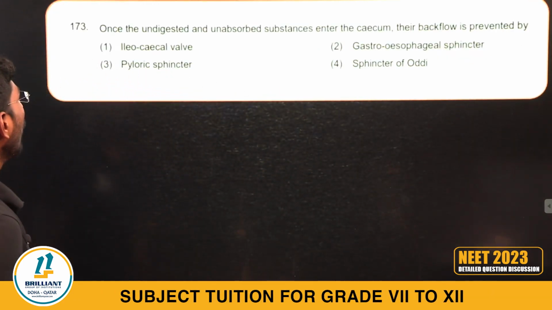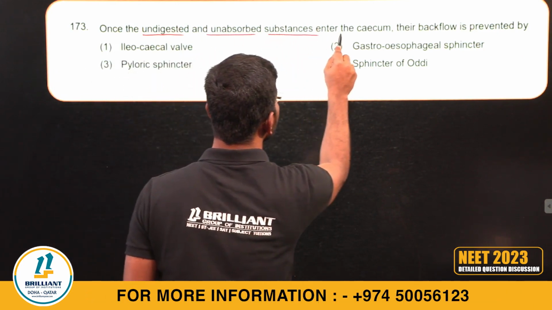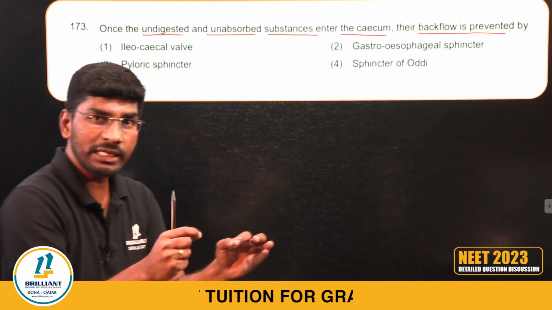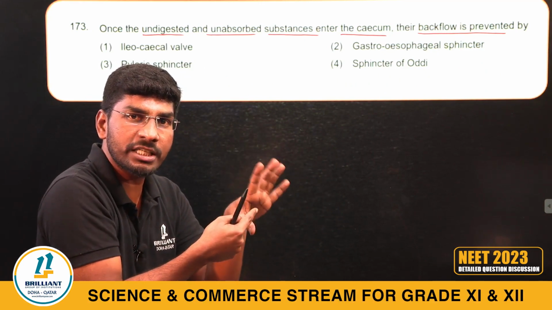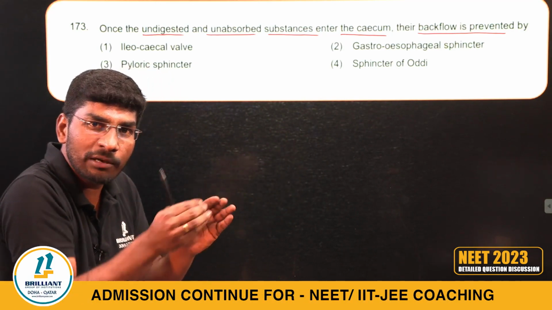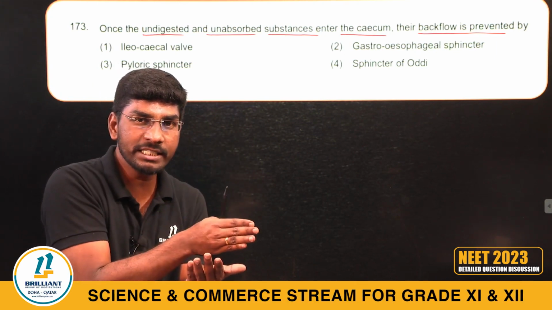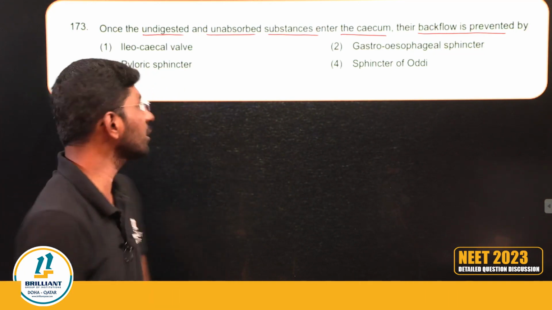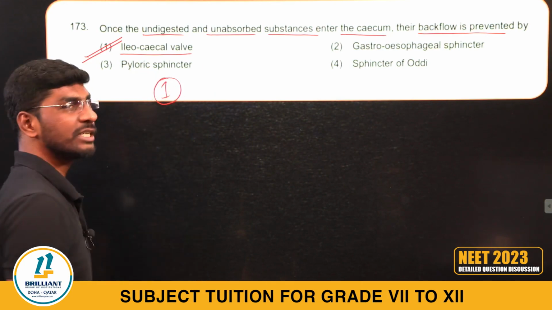173. Once the undigested and unabsorbed substances enter the cecum, their backflow is prevented by a valve. The small intestine completes the digestion and opens into the large intestine, whose first part is called the cecum. There is an ileocecal valve. After receiving the undigested food material, the valve closes, so undigested food from the large intestine cannot come back to the small intestine. It is the ileocecal valve. Option 1. Human digestive system.